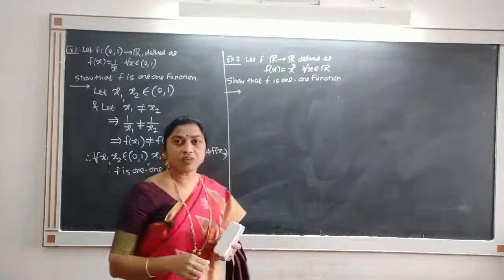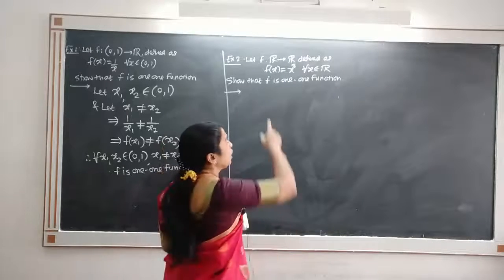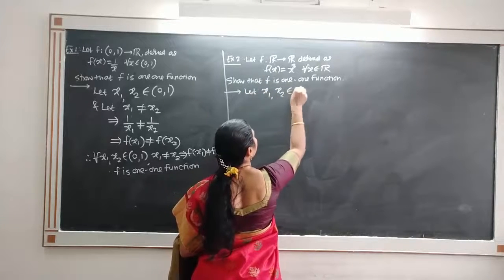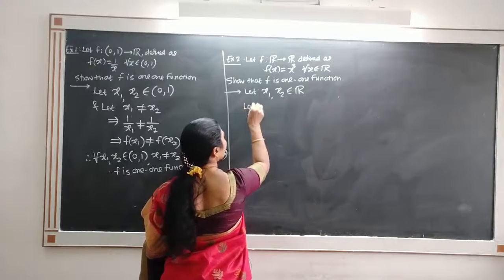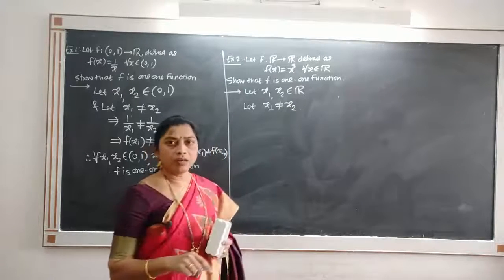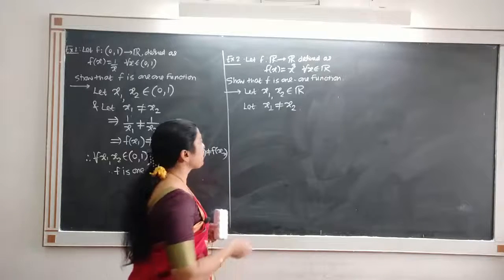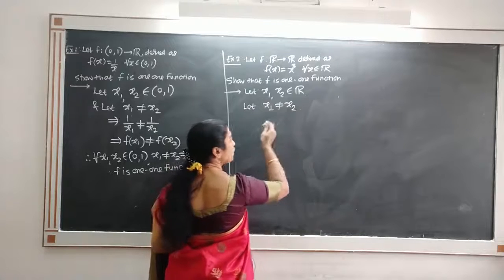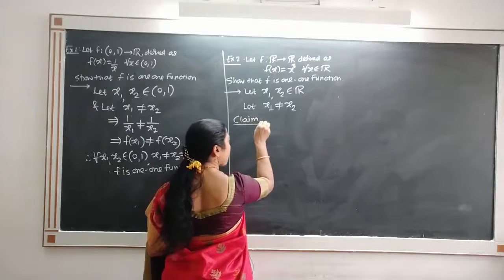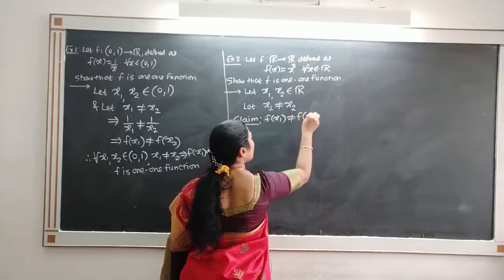So to prove that f is a one-one function, always start with any two arbitrary elements from the domain. Now the domain is R, so start with two elements, say x1 and x2 in the domain, and let us assume that they are not equal. So let x1 is not equal to x2. We want to prove that f of x1 is not equal to f of x2. That is our aim, our claim.